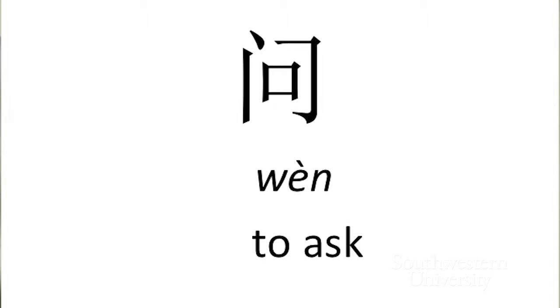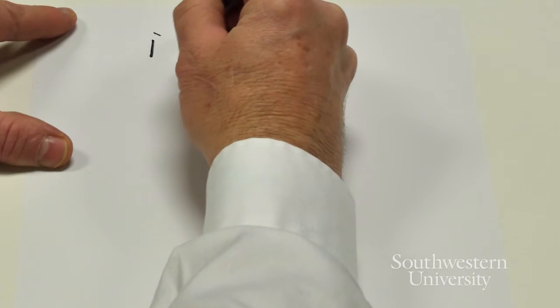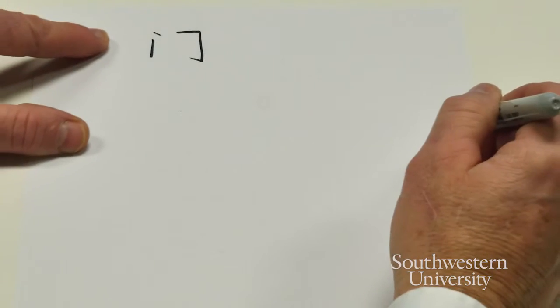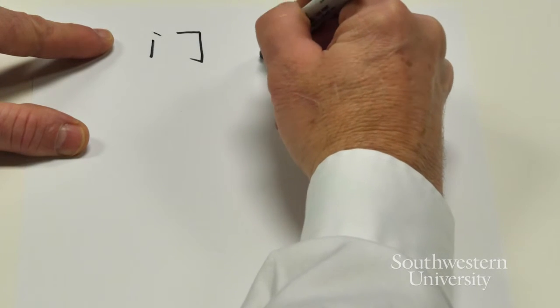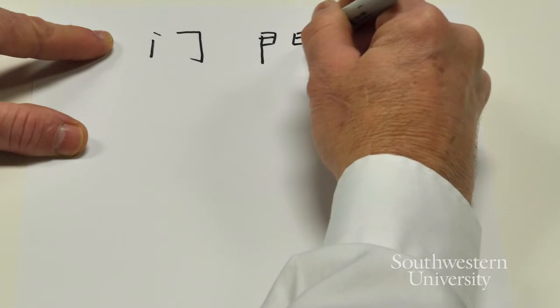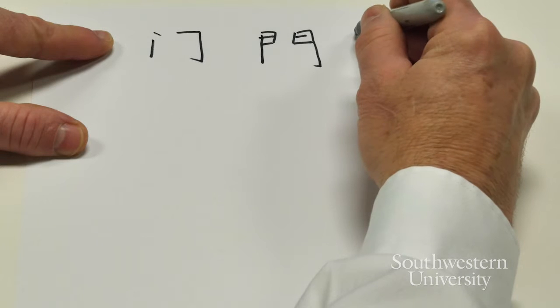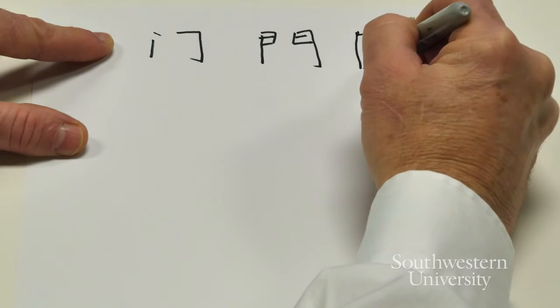Next character, wèn, to ask. This has two components. The middle component is mouth. We've talked about the other component, mén, which means door. So this is the simplified form. The traditional form for door or gate looks like this. It's actually a depiction of two swinging doors that would swing back and forth to close.